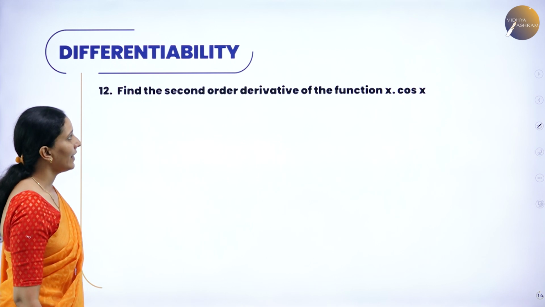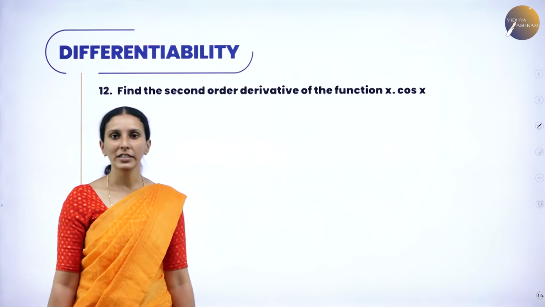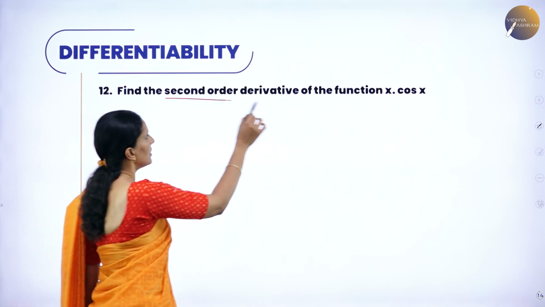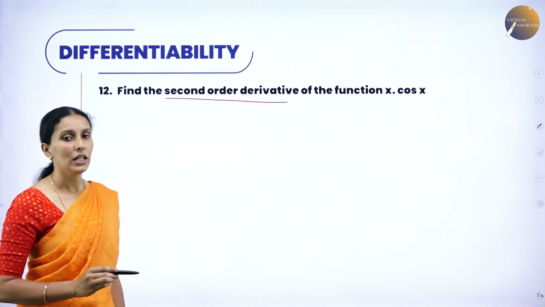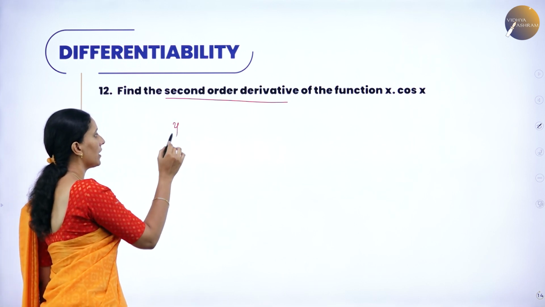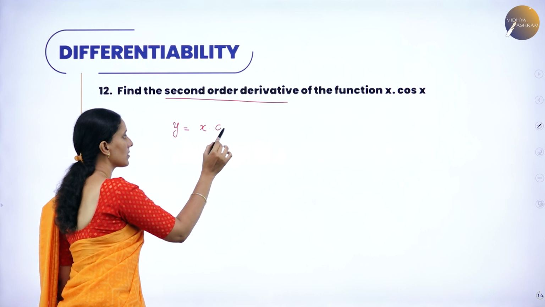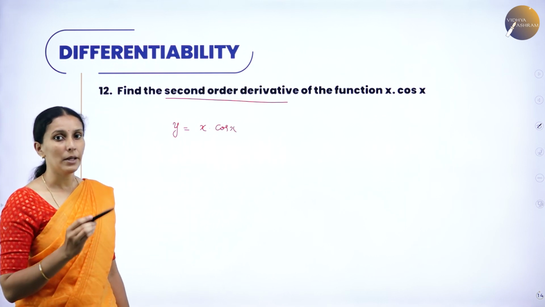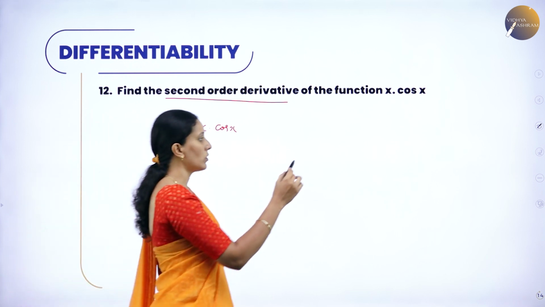Find the second order derivative of the function x into cos x. Second order derivative is nothing but deriving the same function twice. So let me take y is equal to x into cos x. Here we have two functions in product form. So let us apply the product rule. What does the product rule say?